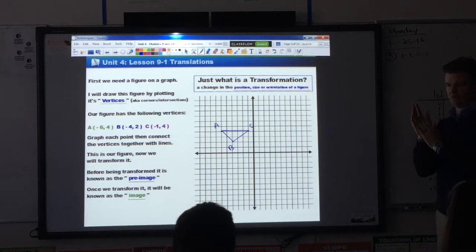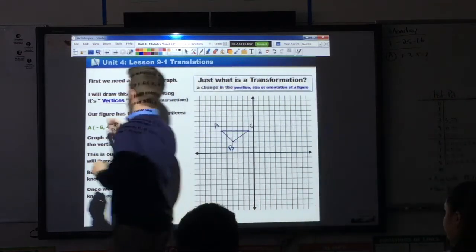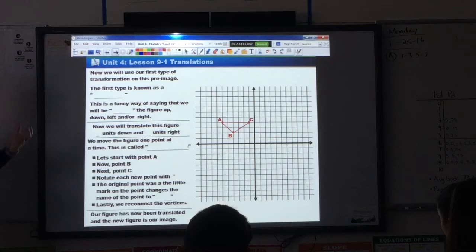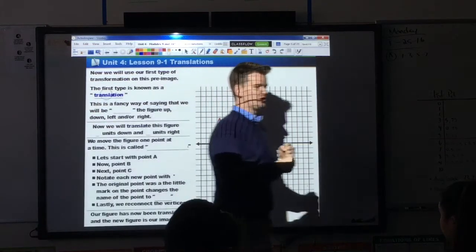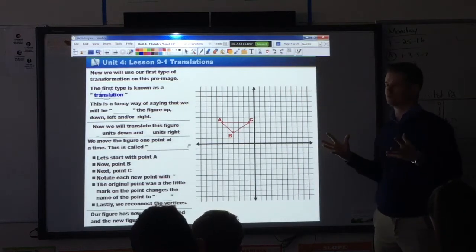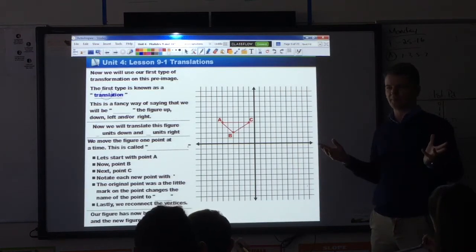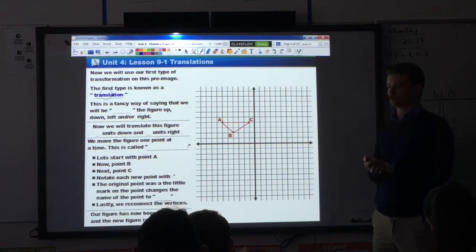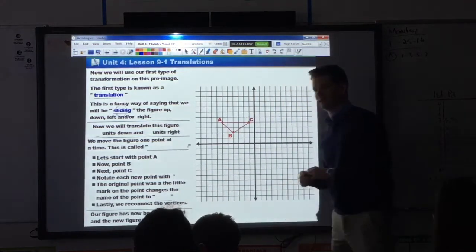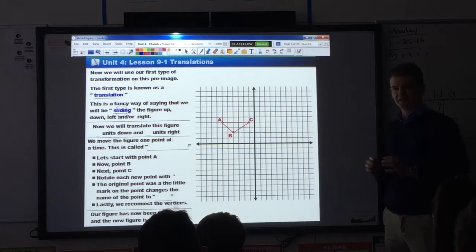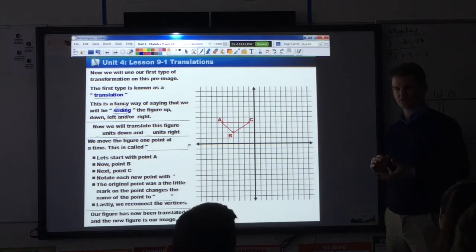We have A, B, C. Everyone have all this down? Yes. All right. So now we want to go and we actually want to do our first transformation. Our first transformation is known as a translation. When I say translation, I don't mean that we're translating English to Japanese or Japanese to German. We are going to be translating this figure, triangle ABC. Now, translation is just a fancy way of saying that we're going to slide this figure. We can slide it left, up, down, right, anywhere we want on this graph. We're going to slide it around.